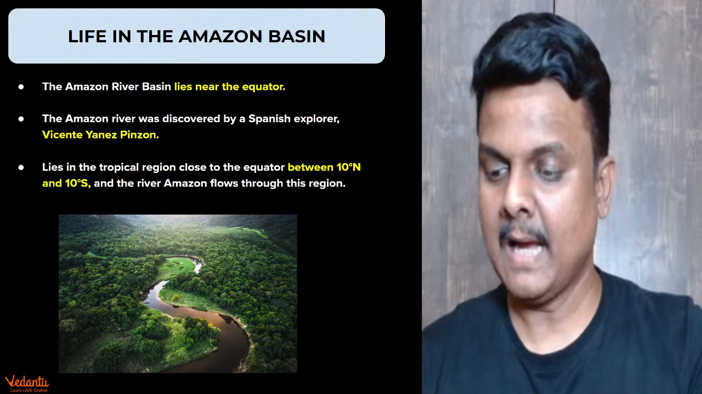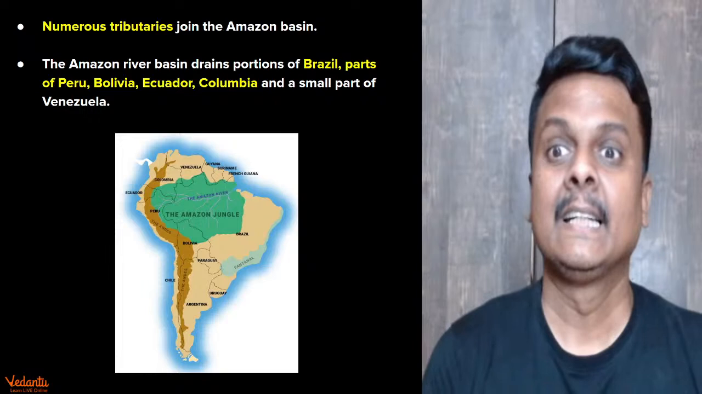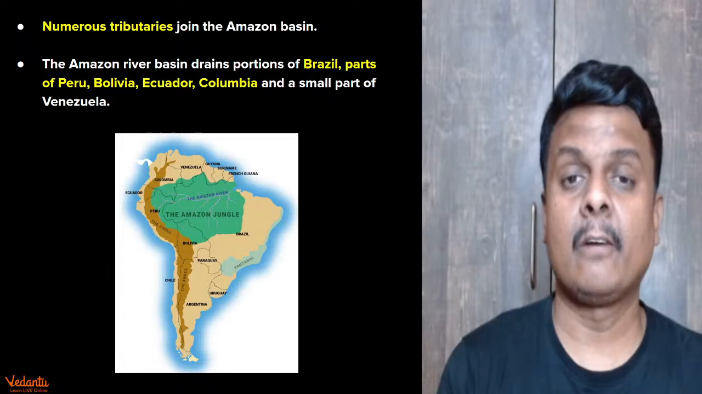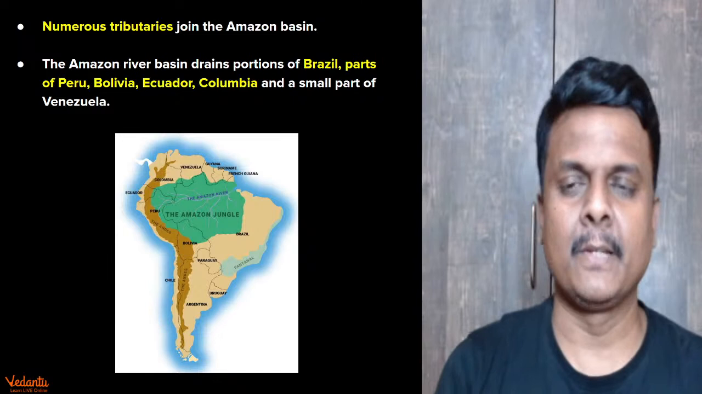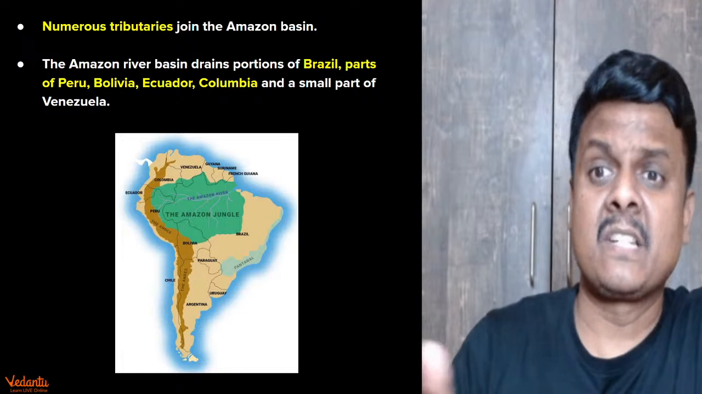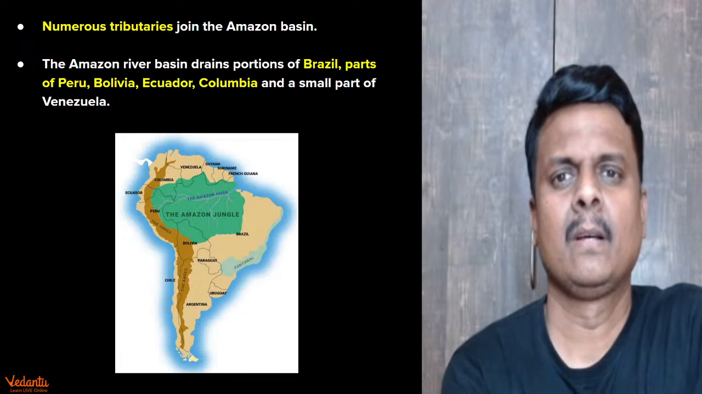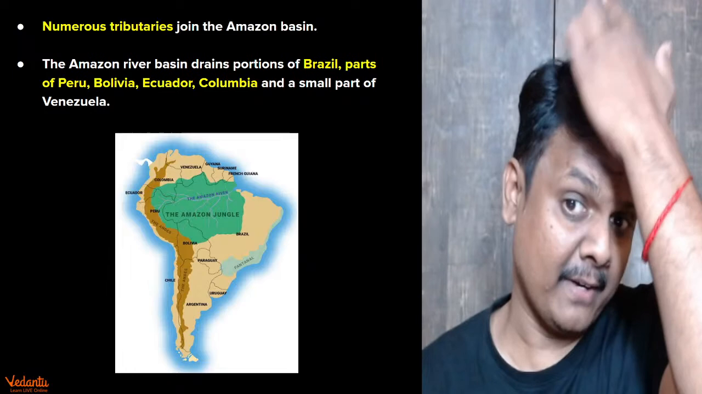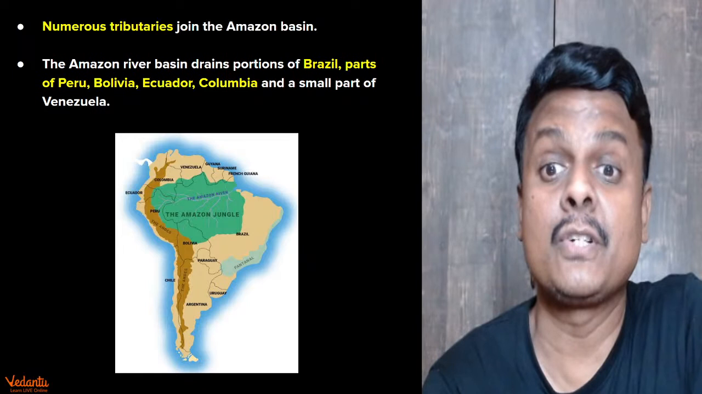I am awesome. Now coming back. Guys, the Amazon basin, the jungle and the basin together, holds so much flora and fauna, all living stuff, plants and animals. Let's speak a little about them. And watch out, quiz questions might come from this. The Amazon River Basin goes through Brazil, parts of Peru, Bolivia, Ecuador, Colombia, and a part of Venezuela. It drains all these portions. Now, look at that picture in the Africa. That is the Amazon River Basin and that's the Amazon jungle typically.